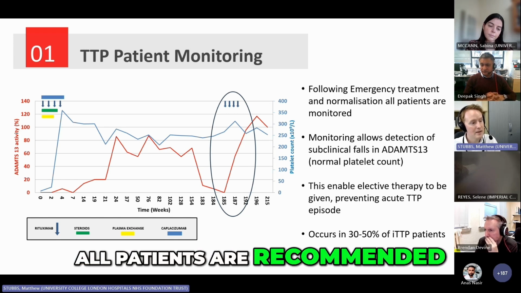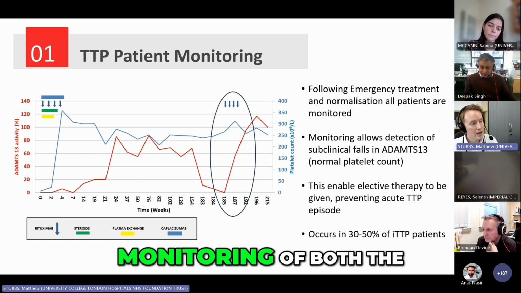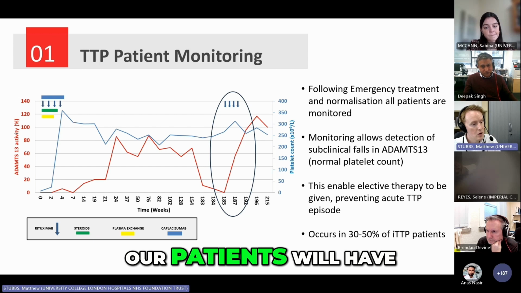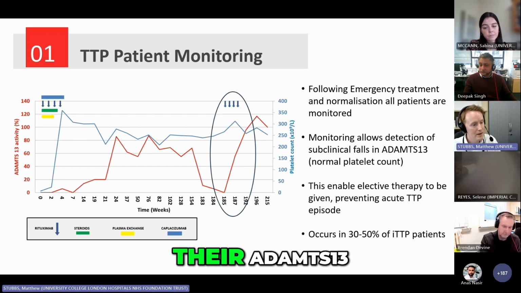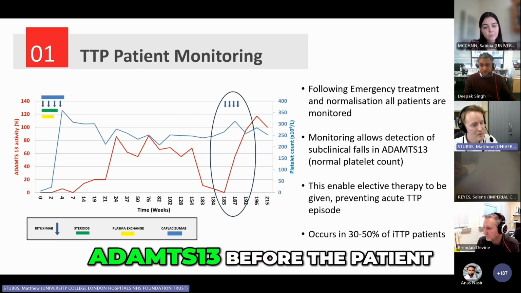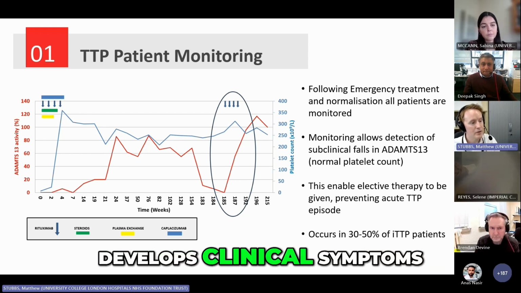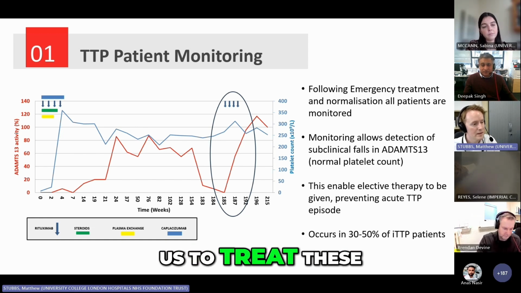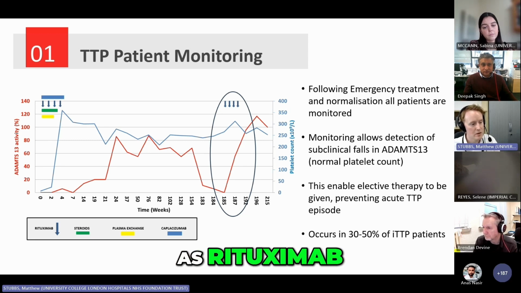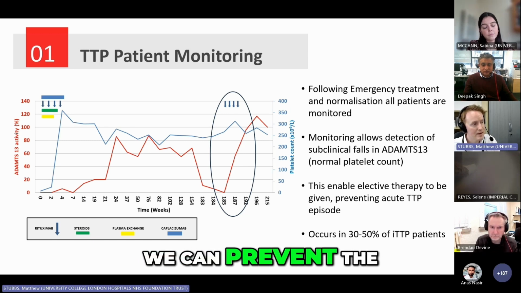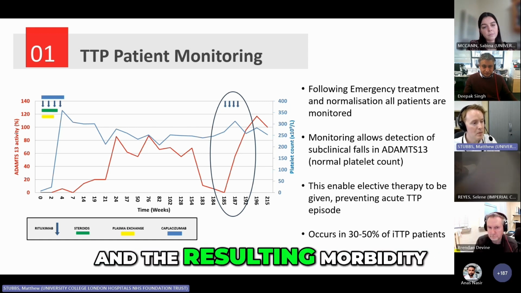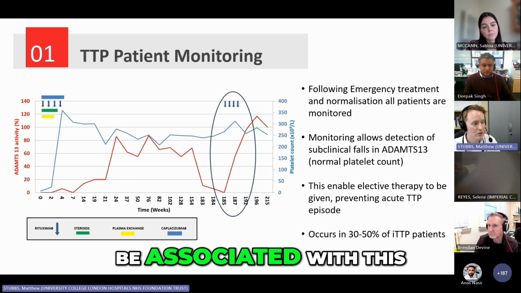All patients are recommended to have monitoring of both their platelet count and ADAMTS13, and around half of our patients will have a subclinical fall in their ADAMTS13. This is really important, as if we identify the fall in the ADAMTS13 before the patient develops clinical symptoms, then it's possible for us to treat these patients electively, typically with anti-CD20 therapy such as rituximab, and in that process we can prevent the patient from having another acute episode of TTP and the resulting morbidity and mortality that can be associated with this.